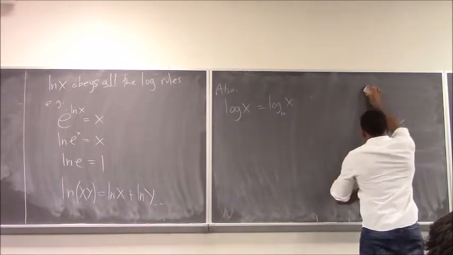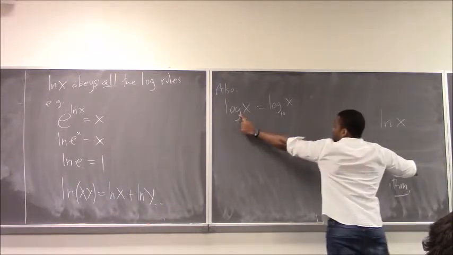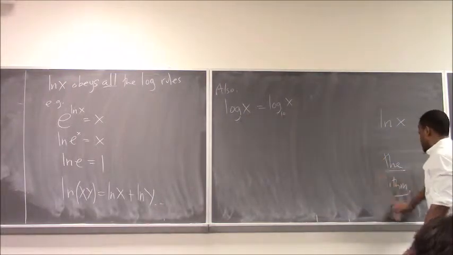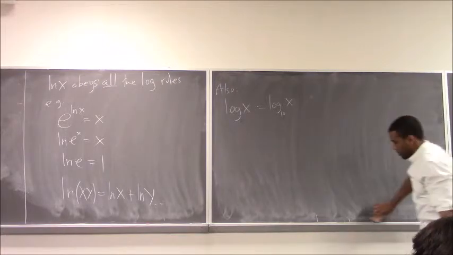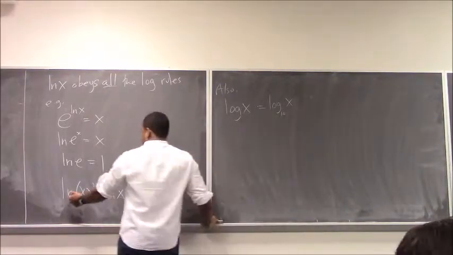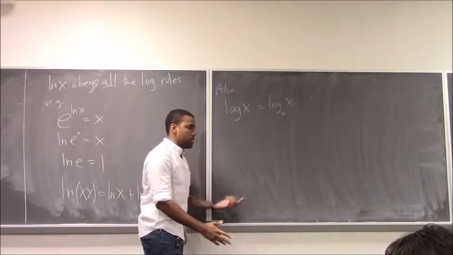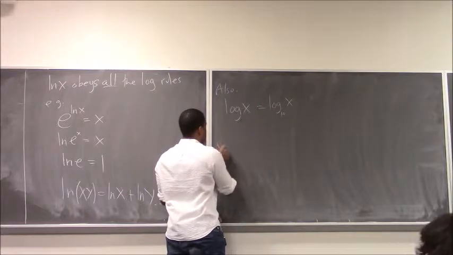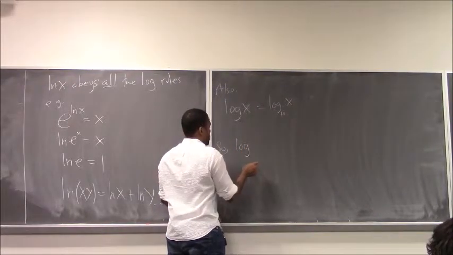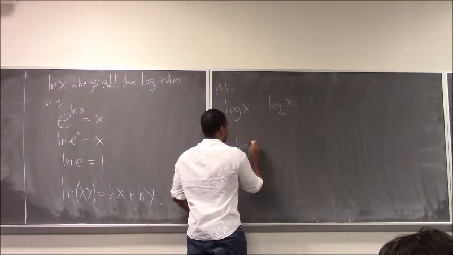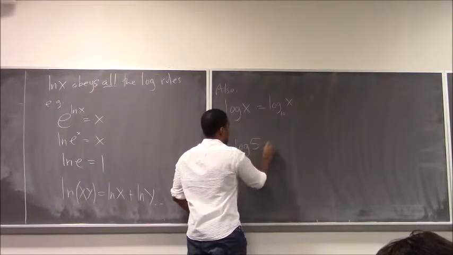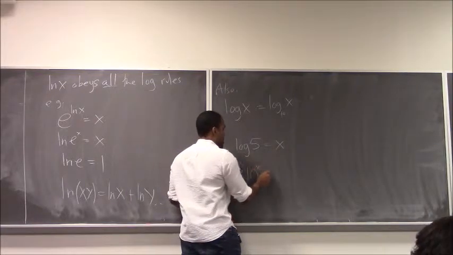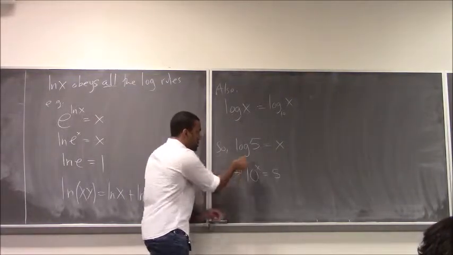But for our purposes, ln is base e, log with no base written is base 10, and in all other cases I will specify the base I'm working with. I expect you to know that if I write ln, the base is e, and if I don't write a base, it means base 10. So in other words, if you see log of 5 equals x, you could write that to mean 10 raised to the x equals 5. Why? Because there was an invisible 10 right there.